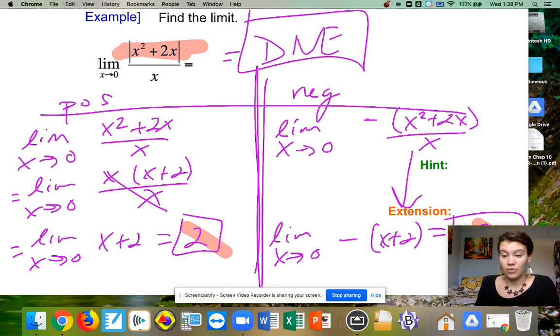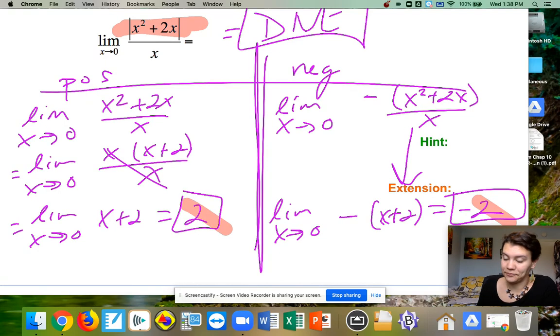If you had gotten like 2 and 2, then it would be the same. Your limit would be 2. But if you get two separate things, then it does not exist.